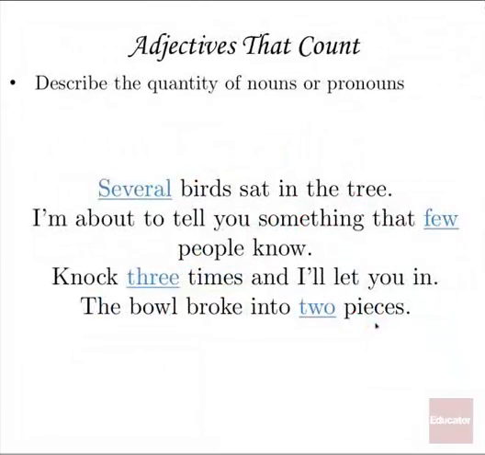All right, let's look at adjectives that count. A lot of people forget that numbers can also be adjectives, and so can non-specific counting words like several. How many birds sat in the tree? Several birds. I'm about to tell you something that few people know. Few describes people, and it tells you how many people know this thing. All right, here's one that's more specific. Knock 3 times, and I'll let you in. This describes the number of times. It modifies the noun. It's an adjective. And the bowl broke into 2 pieces. 2 is an adjective modifying pieces. It tells you how many.